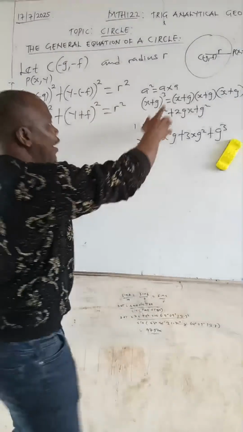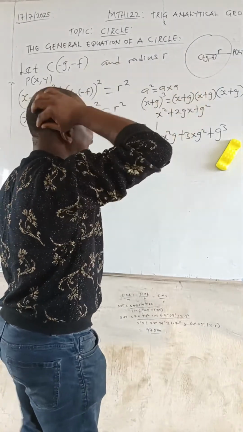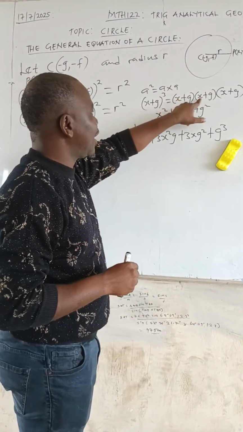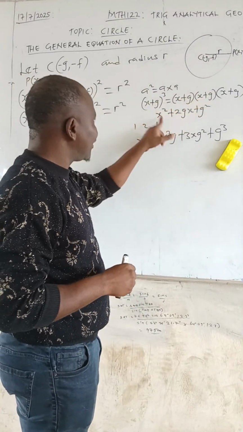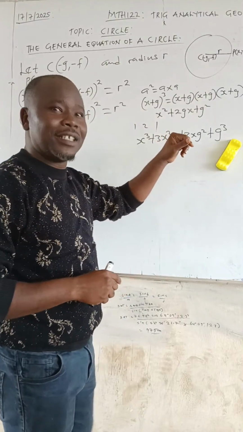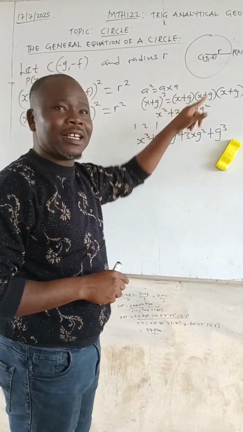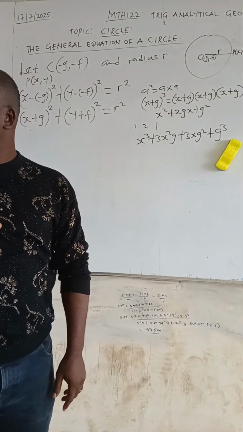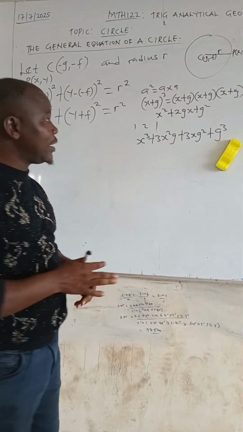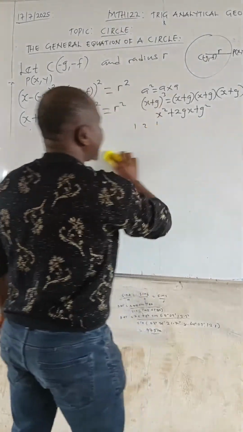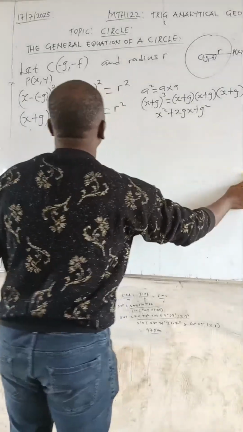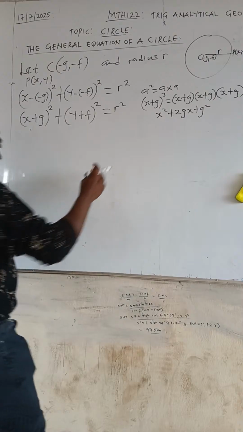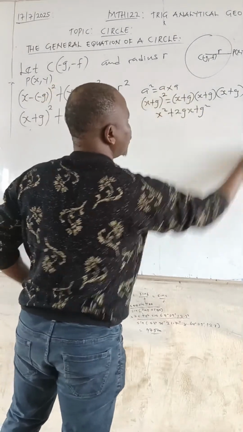When you are doing this one times this, you multiply this one again. Your mate who has gone far will just say it's 1, 2, 1 and write the answer. It's okay, so that is for another time. Is that clear?